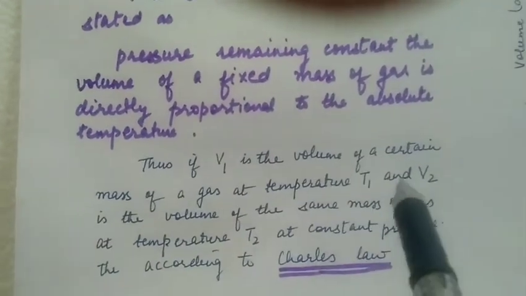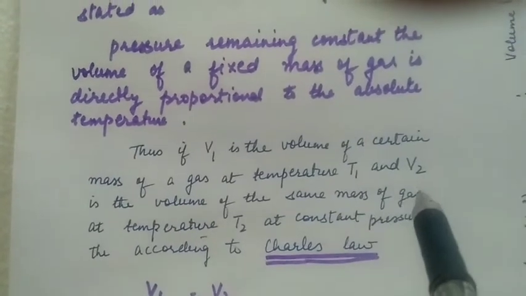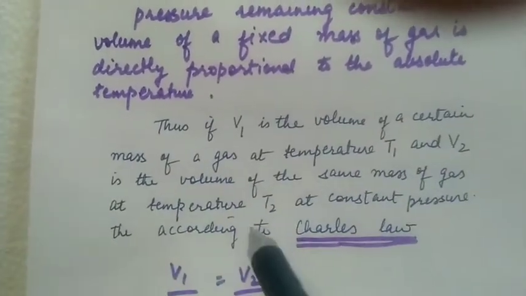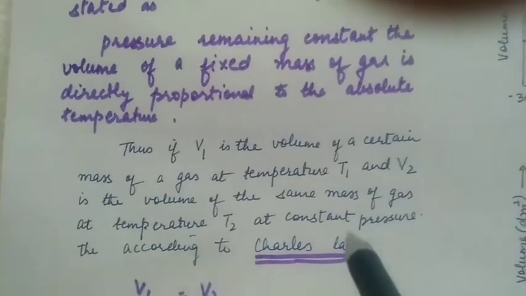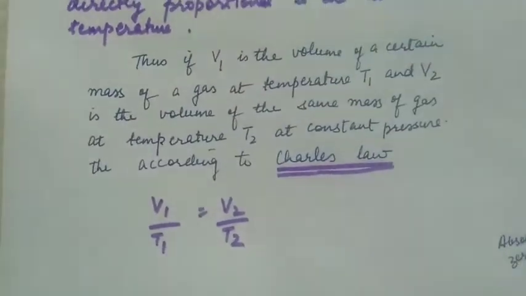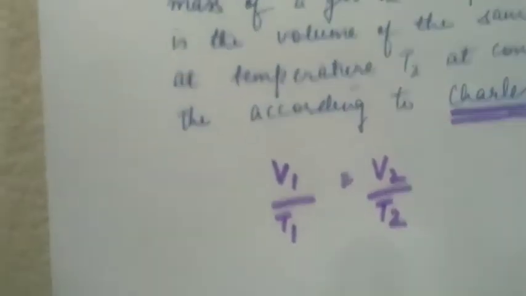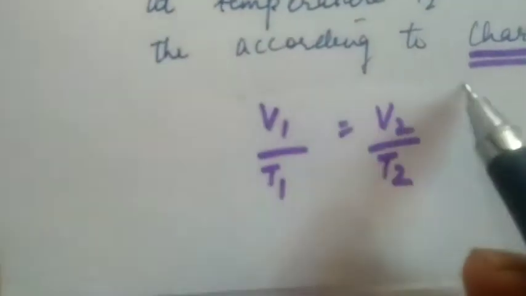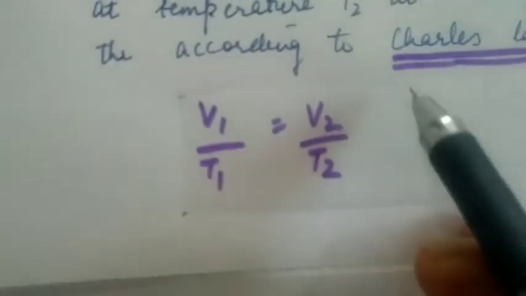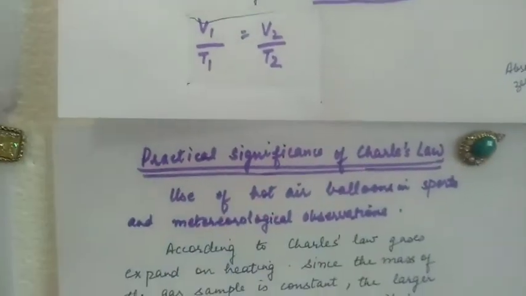So if V1 is the volume of a certain mass of gas at temperature T1 and V2 is the volume of the same mass of gas at temperature T2, then according to Charles' law, V1 upon T1 is equal to V2 upon T2. So this is the formula we can use in solving numericals. So this we can put in the toolbox, mathematical toolbox.